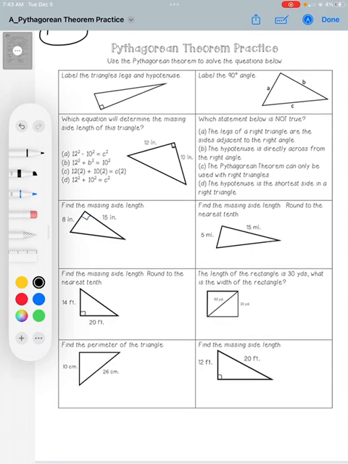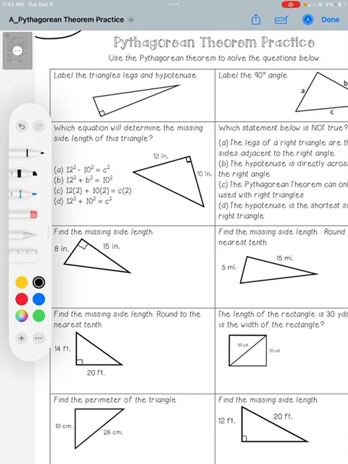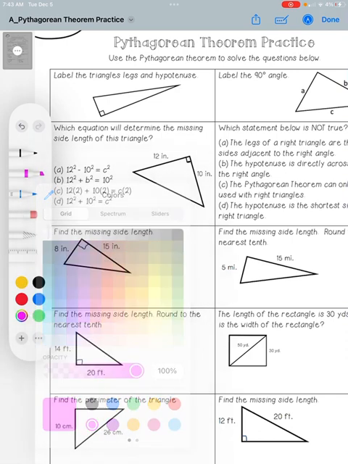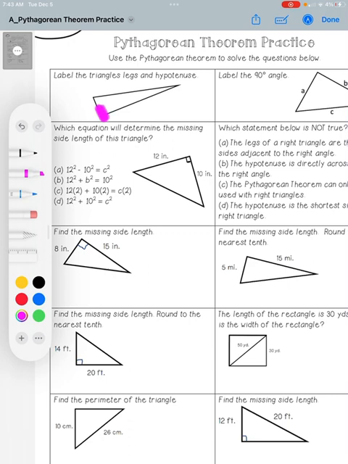Okay, so first, this first problem on the top left wants us to label the triangle's legs and hypotenuse. Remember that the legs are adjacent or touch the, I like pink, the legs touch the right angle, so there's the right angle. So the legs are going to be any side that, when you outline it, touches that. So if I outline this side, does it touch the right angle that I have in pink?